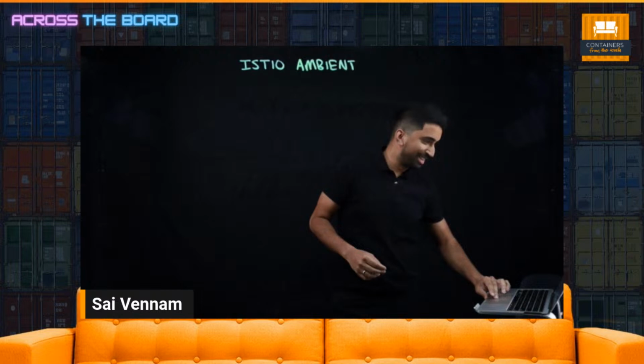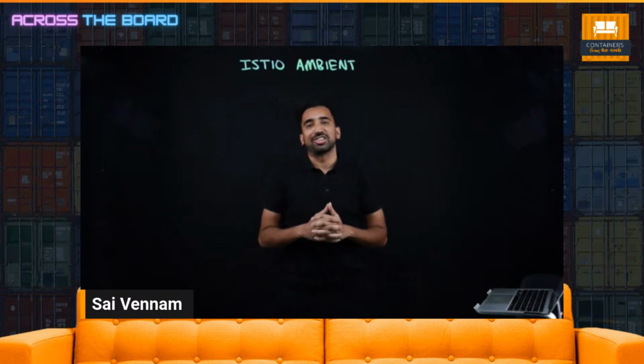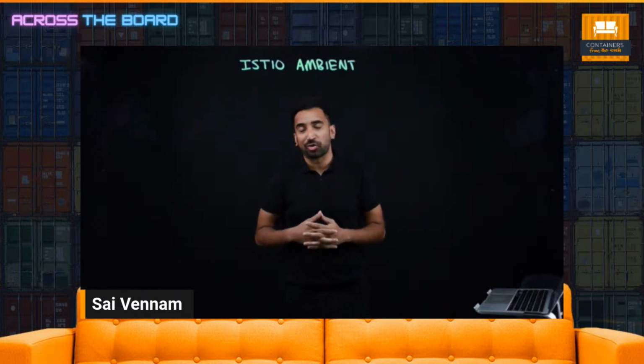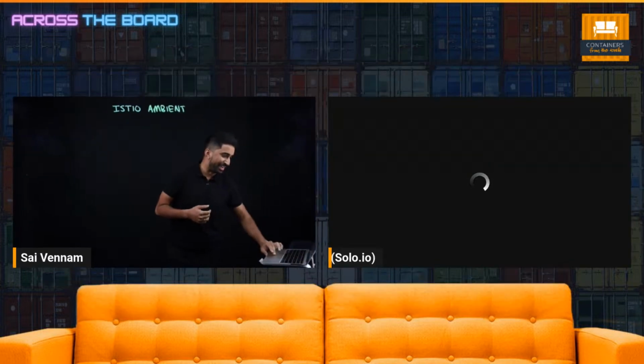Cut the music. Hello, everyone. Welcome to another episode of Containers from the Couch. Today, I've got the light board. I'm going to be doing a quick architectural overview of Istio Ambient with my guest speaker, Ram Vennam. Let me go ahead and bring Ram on right now.